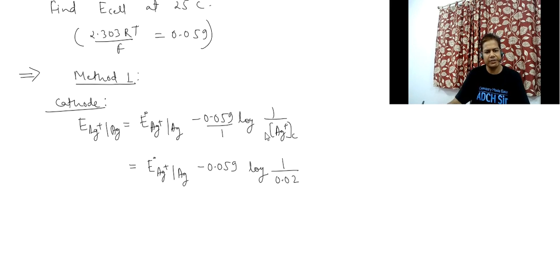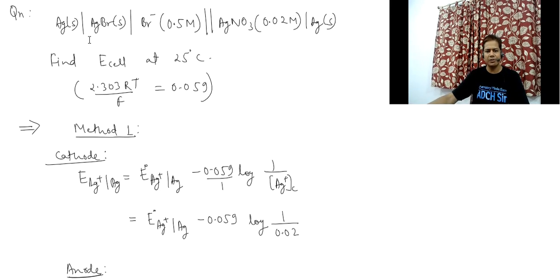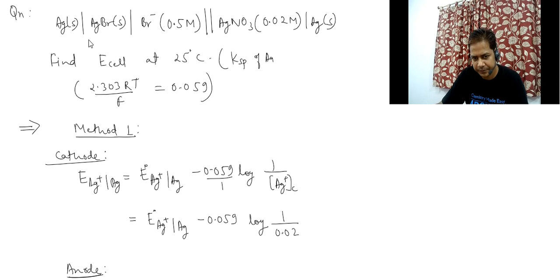Now let us find out the electrode potential of anode, the reduction potential of anode. Now anode is a metal insoluble salt electrode, AgBr electrode. One data is missing here. We need to know the Ksp value of AgBr to solve this. Ksp of AgBr has been given as 5 into 10 raised to minus 13. Now let us use this to solve.